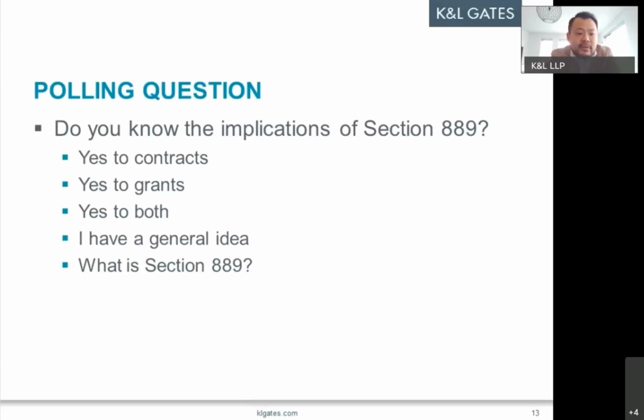If you could just take a minute to answer, we want to gauge the level of knowledge with this Section 889. Do you know the implications of Section 889? Yes to grants, yes to contracts, yes to both, have a general idea, or what is it?